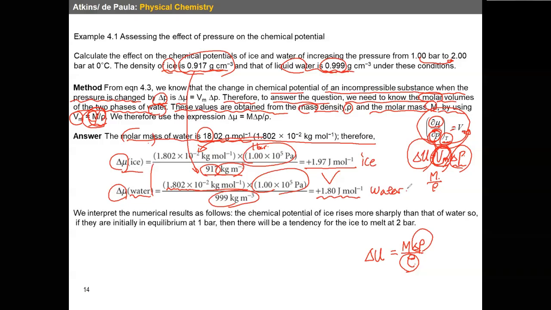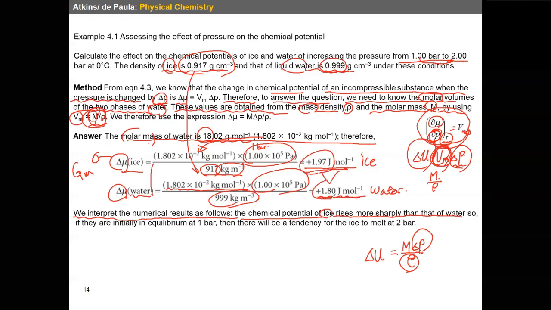So what does this mean? Because the chemical potential is the molar Gibbs energy, if the Gibbs energy changes more, then the ice will change more in terms of its phase under this condition, which is especially the increasing pressure. So this is what they are saying. We interpret the numerical result as follows: the chemical potential of ice rises more sharply than that of water, right?